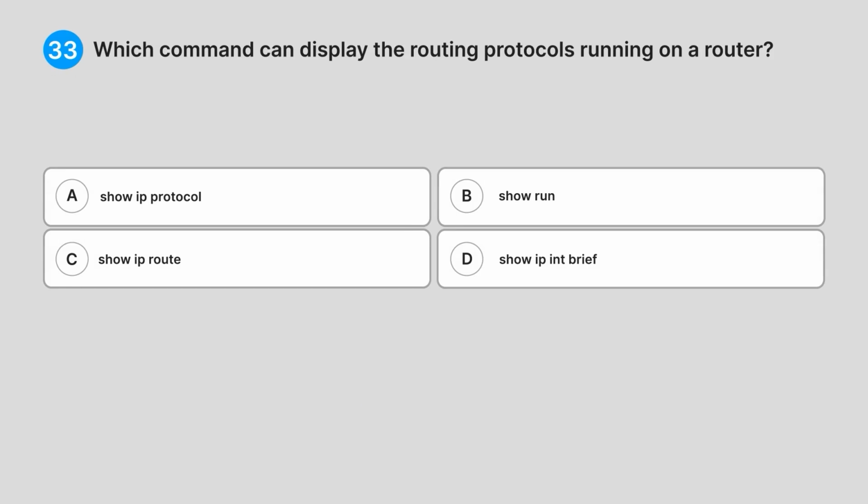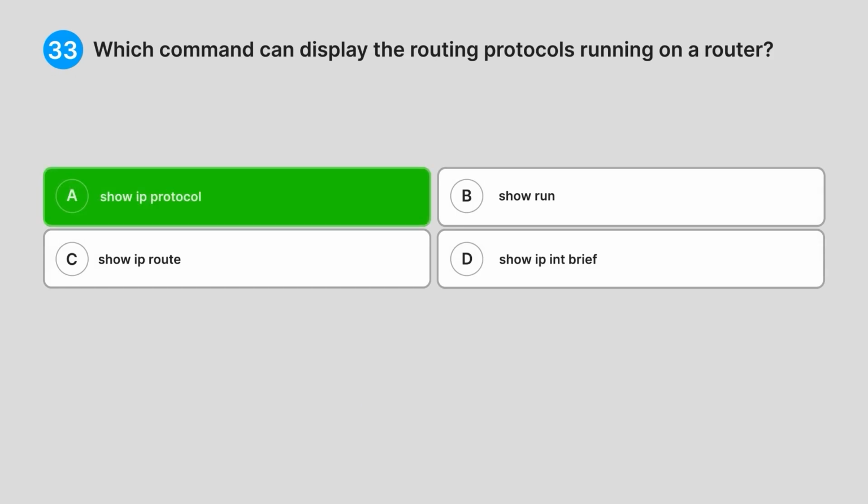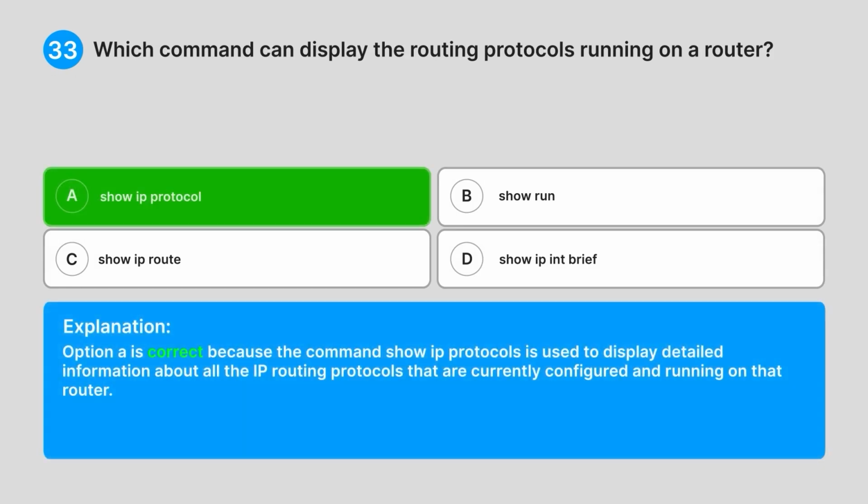Correct answer, A. Show IP protocols. Explanation: Option A is correct because the command show IP protocols is used to display detailed information about all the IP routing protocols that are currently configured and running on that router.